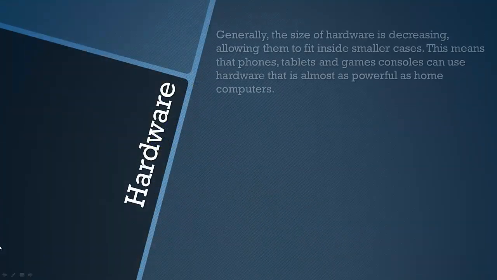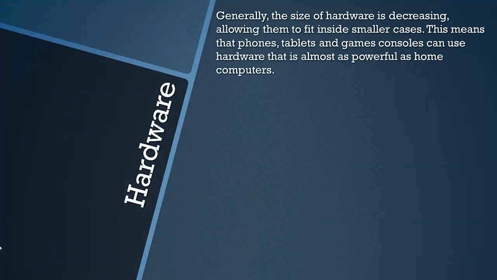You also need to appreciate, and I guess this is common sense, that the size of hardware is decreasing, meaning that it can fit inside small units such as phones, tablets, and games consoles. You can use a powerful processor in a small phone, and the processors and the hardware itself are getting better and better. That's why phones, tablets, and games consoles are getting more and more powerful and capable. That's common sense, but it could be a question that comes up potentially.